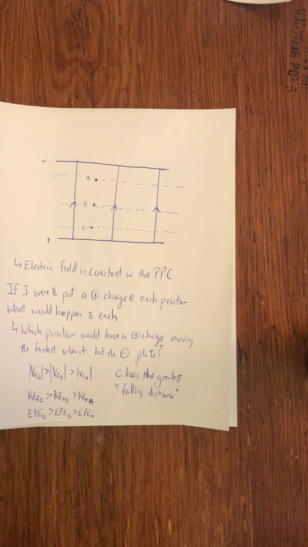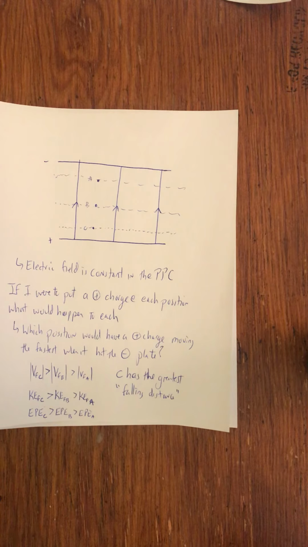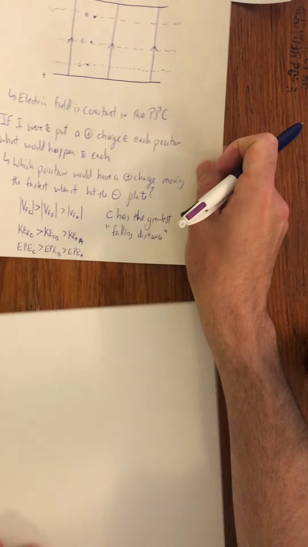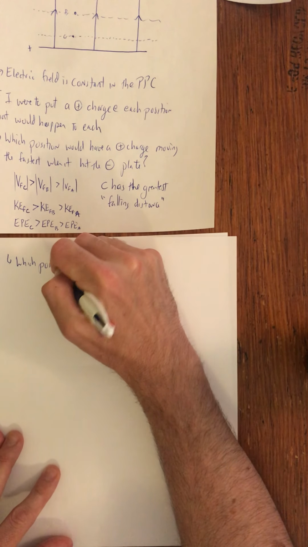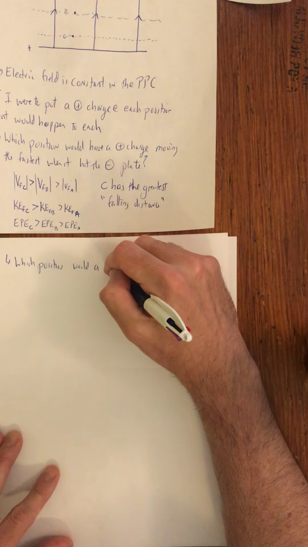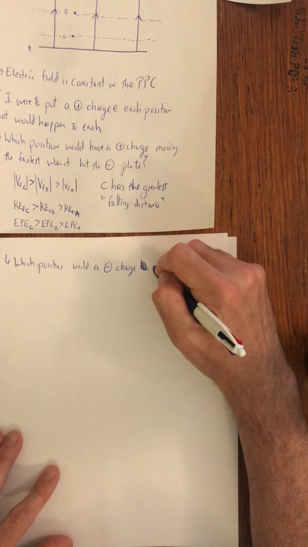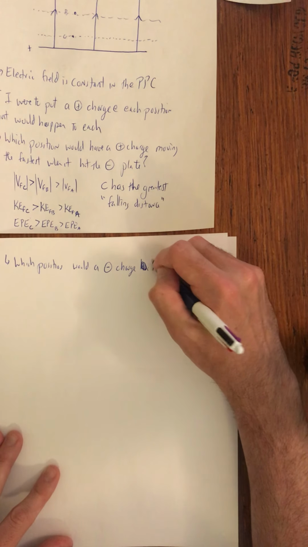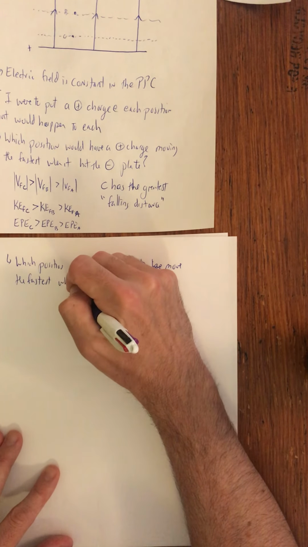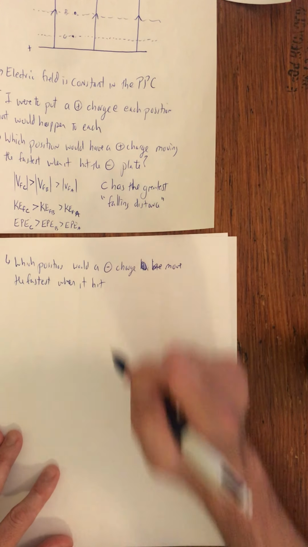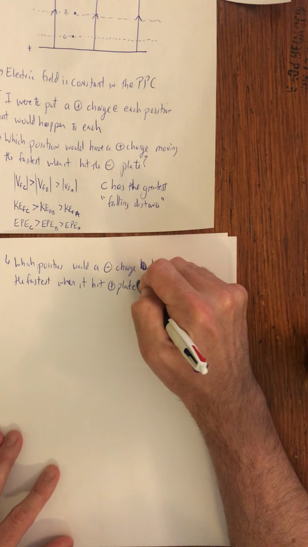So then what we're going to do from there is look at a slightly different question. Which position would have a positive charge moving the fastest when it hit the negative plate? The related question we're going to look at is, at which position would a negative charge be moving the fastest when it hit? In this case, where would it hit? It would hit the positive plate if initially placed there.